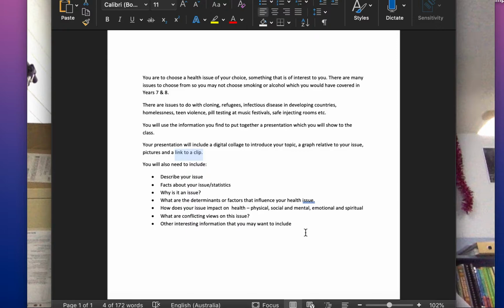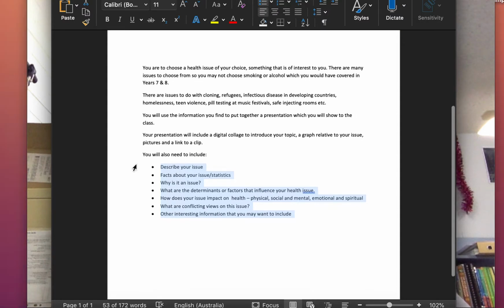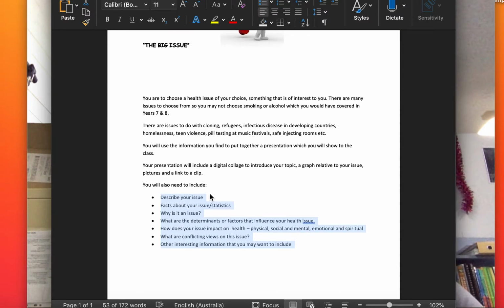The majority of this lesson will be spent researching. I think if you follow these dot points, you're going to find researching your big issue a much easier task. If you try and work out, how do I describe it? What are some facts? Why is it an issue? Is it only an issue in some countries or other countries? What are the determinants, or the things that make this influential on my health or others' health? How does it impact physical, social, mental, emotional, and spiritual health? What are the conflicting views? Do some people say it's not an issue and others say it is? And have you found any other interesting information that you think might be inclusive in your presentation?